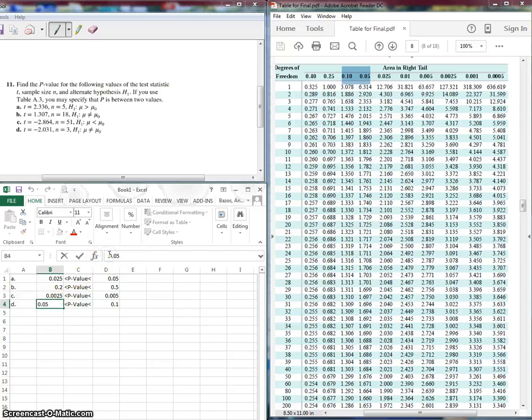So let me use Excel. Equals 2 times this, equals 2 times this. And there we go.